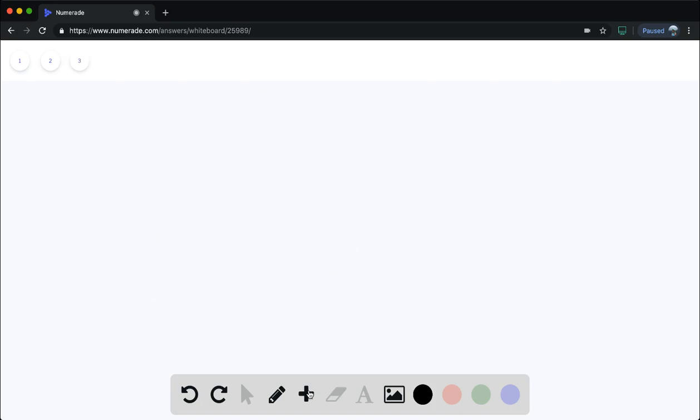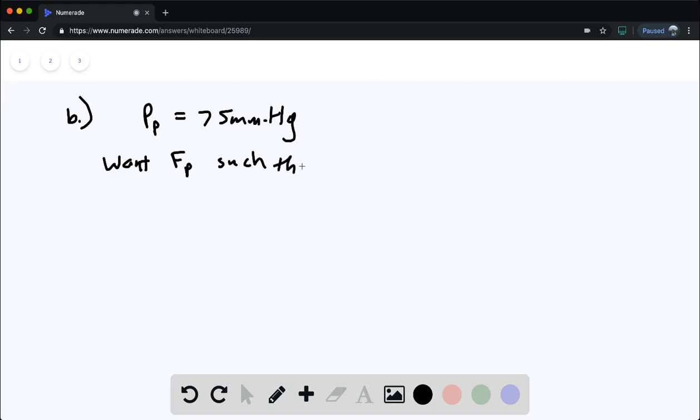And then in part B, we are asked what gauge pressure we need in the plunger section, or what force would we need if the gauge pressure in the plunger section was 75 millimeters of mercury. So in that case, we want to find FP such that this is the pressure, a different pressure coming through the plunger section.